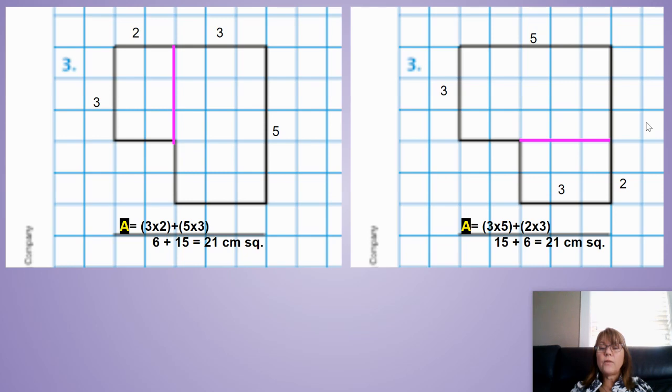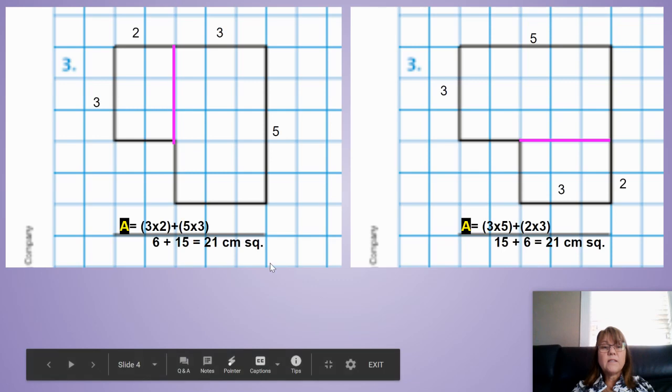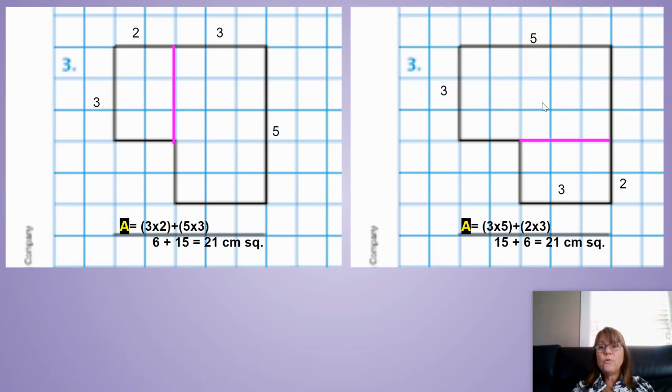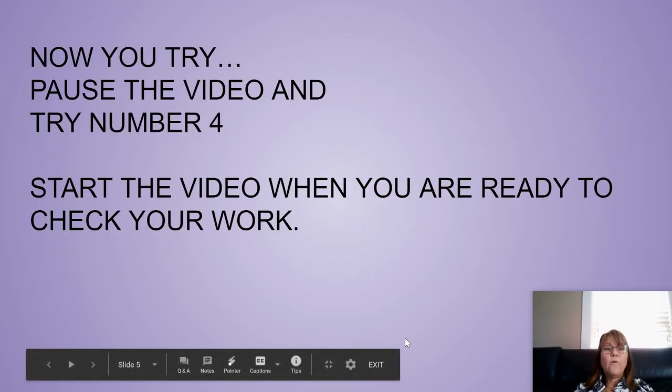And now we have 3 times 5 plus 2 times 3. 3 times 5 is 15. 2 times 3 is 6. And that still is 21 centimeters squared. No matter which way you drew your line on yours, you should have still ended with the same answer. And you should have still had equations with 2 different rectangles in each of these and 2 different multiplications in parentheses in each of these. All right. You try number 4, pause it, then start the video when you're ready to check.